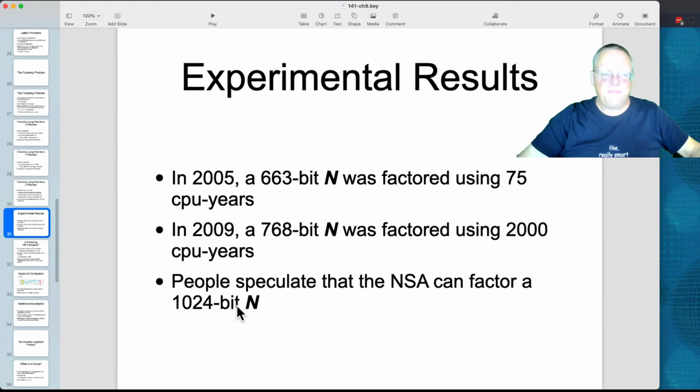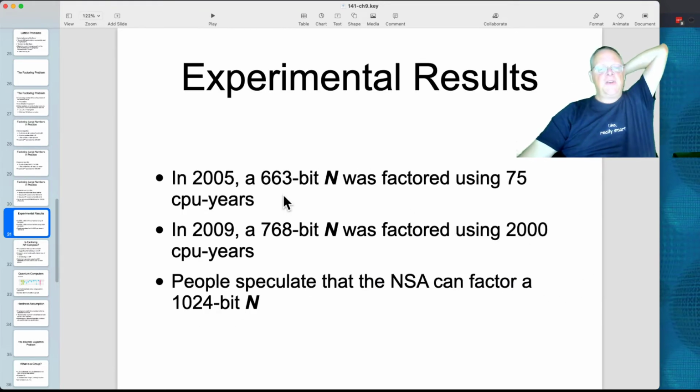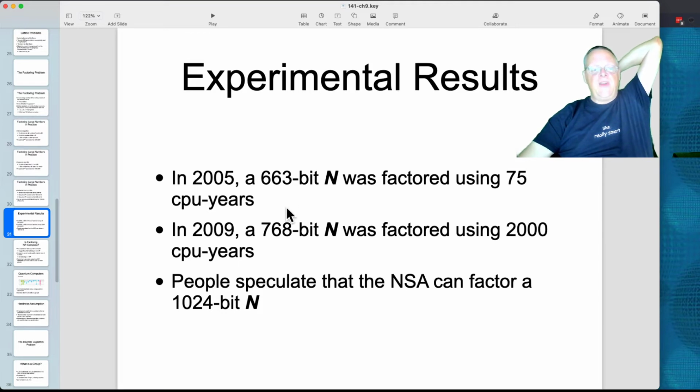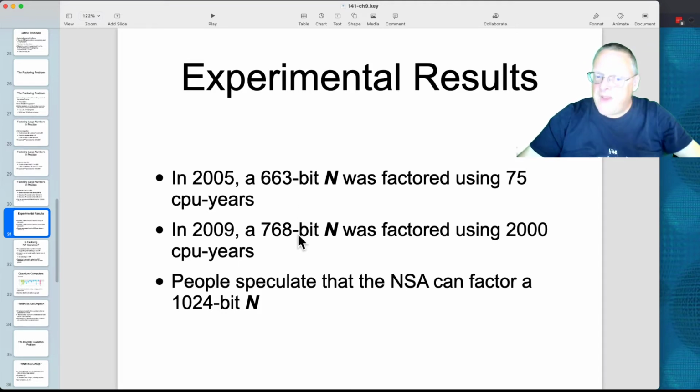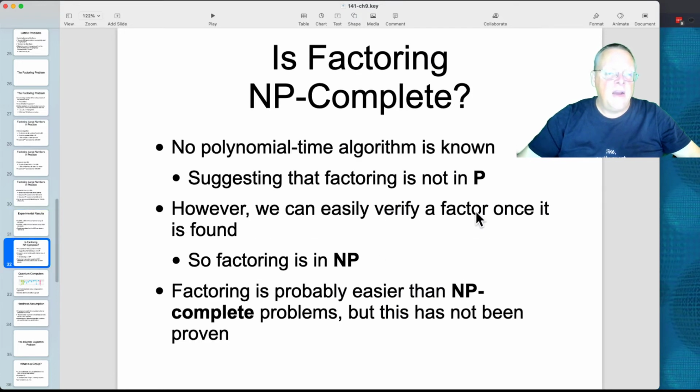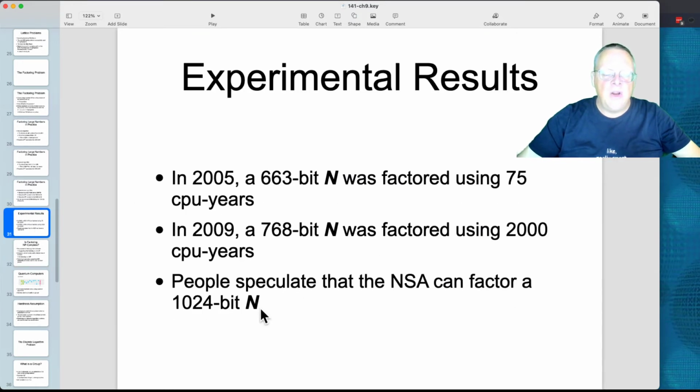All right. And so a 663-bit n was factored and a 768-bit n was factored. A 1024-bit n has never been factored yet publicly, although people suspect that the NSA can probably do it. And, all right, so that's why most of us say we better be up to 2048 or 3072 or 4096, whatever it is, because this is to have something that we really think is uncrackable.